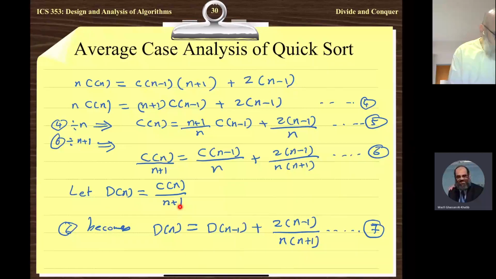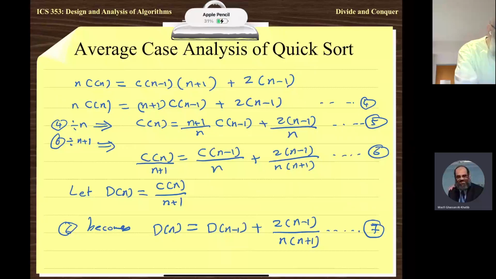What is D(1)? According to this, D(1) is C(1) divided by 2. So what is C(1)? C(1) is 0. The number of element comparisons that we carry out to sort an array with one element is 0. So since C(1) is equal to 0, we know that D(1) is equal to 0.